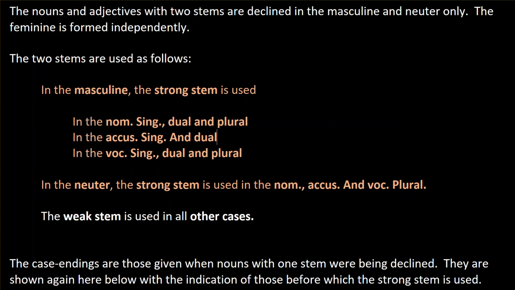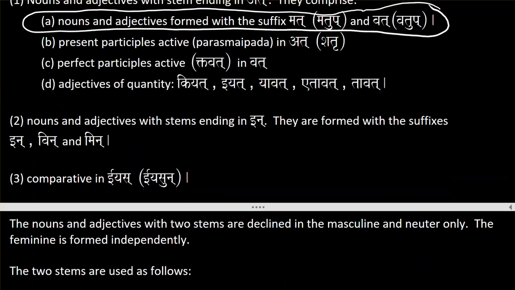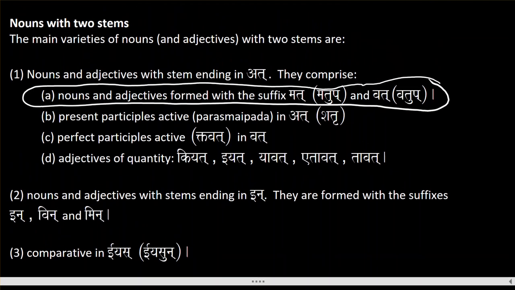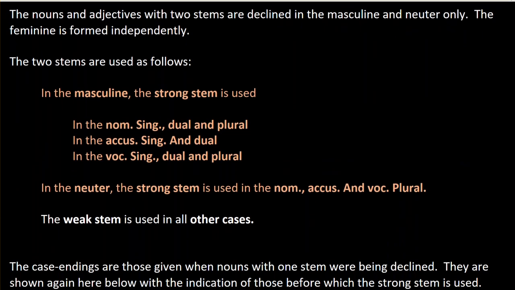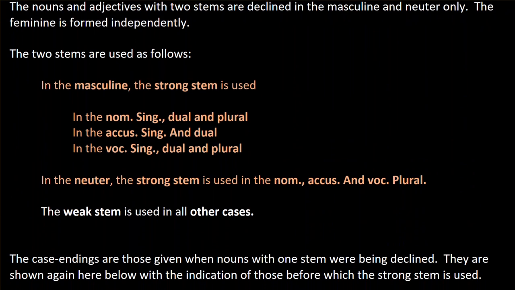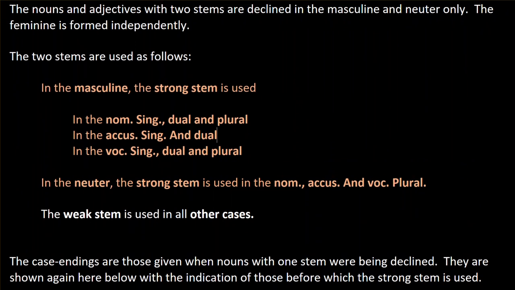In the previous video, you were told that we are going to learn about the nouns and adjectives with stem ending in ut, and we will focus on those that are formed with the suffix mut and vat. But before we actually get to that, we need to get ourselves set up and prepared.